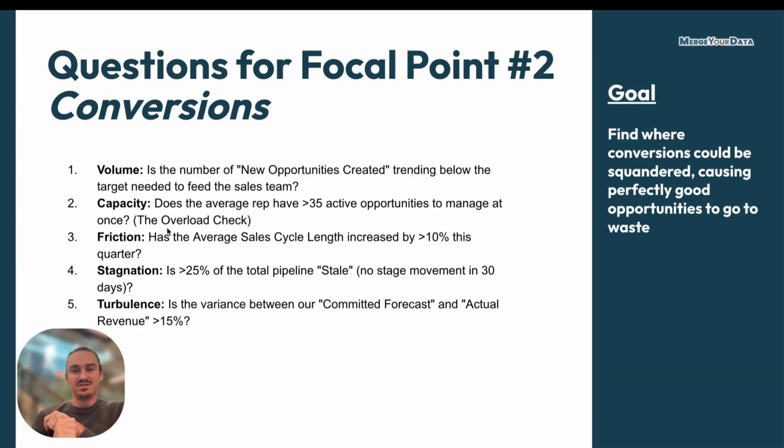So volume in terms of the number of opportunities or deals created, is that actually enough? 2, the capacity. Does the average rep have the correct capacity or have the correct number of deals or opportunities to manage at once? We look at the friction in terms of the conversion rates between each stage, stagnation, how much of that pipeline is stale, and then turbulence in terms of the variance between the forecast and what we're actually achieving there.